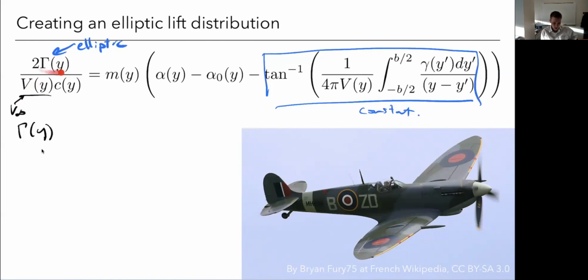So if I want gamma to be elliptic, then if I move chord over to the other side, I see that this is going to be proportional to chord times the slope times alpha. Let me just forget about writing the y. Everywhere it's a function of y. So c, m, alpha minus alpha 0. Those are really the only things I can control.